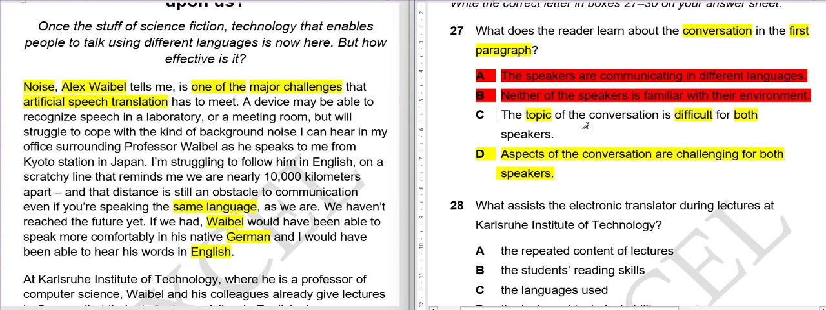C cannot be our answer because there is no mention whether the topic is difficult for both speakers or not. But D says aspects of the conversation are challenging for both speakers.